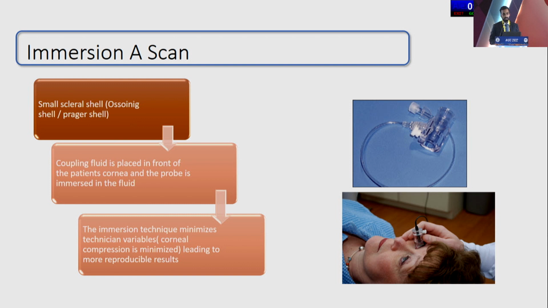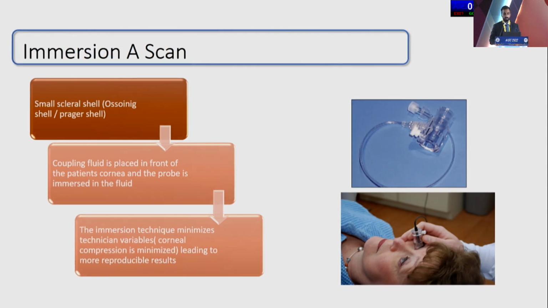Whereas in an immersion scan, we use a shell known as a scleral shell or a Prager shell. We use a coupling fluid in front of the cornea, and once the shell is placed on top of the cornea, it is filled with BSS, and then you can immerse the probe into the shell and get your reading. So this negates the effect of corneal compression and gives you a more accurate measurement of the axial length, leading to more reproducible results.